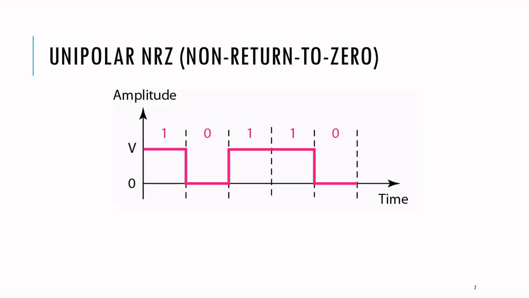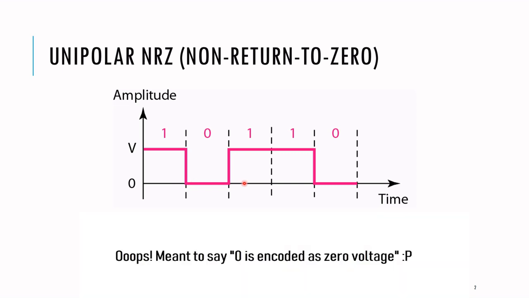First up is unipolar, and since this is unipolar, meaning the polarity is either on one side of the time axis, so it's either above or below. So the first scheme that we are going to look at is unipolar NRZ, and NRZ stands for non-return to zero. Now, the scheme is very simple. So 1 is encoded as positive voltage and 0 is just encoded as negative voltage, okay?